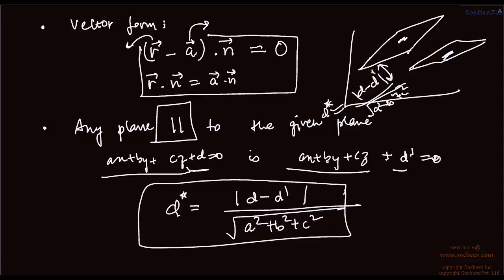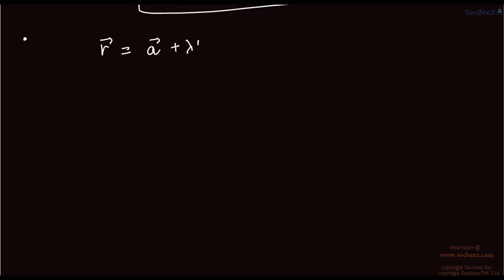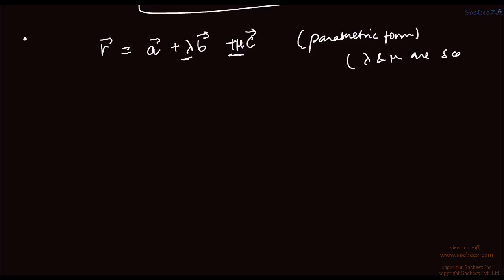Now, the equation of a plane passing through a given point and parallel to given vectors. How to find the equation? The condition is that the plane is parallel to the given vectors. Let's say r vector is equal to a vector plus lambda b vector plus mu c vector. Right? This is the parametric form, and lambda and mu are scalars.